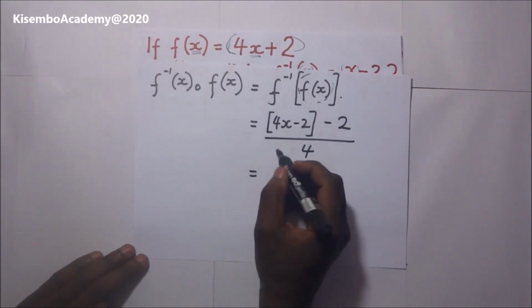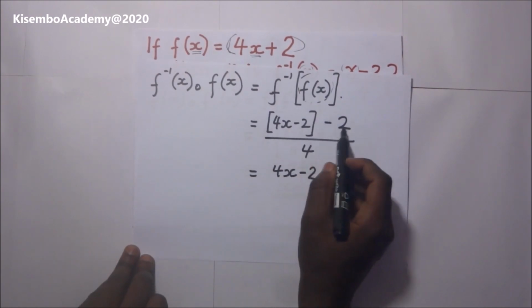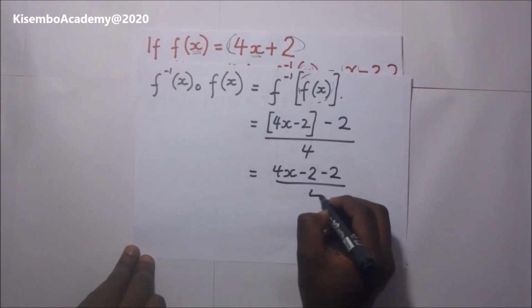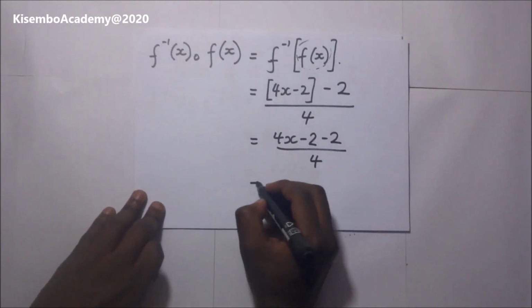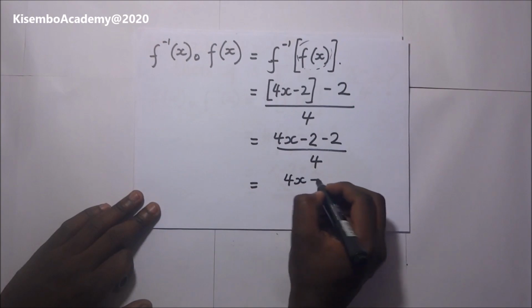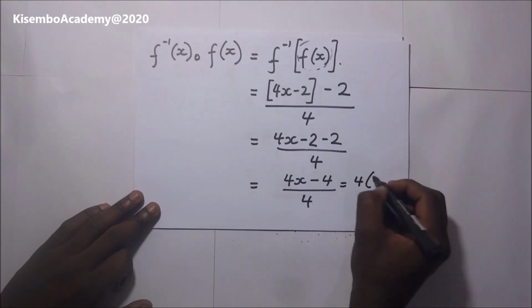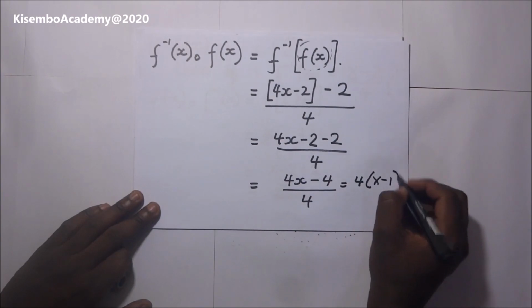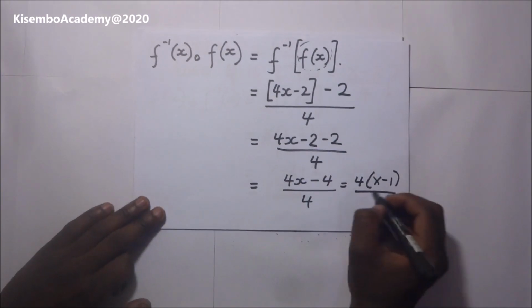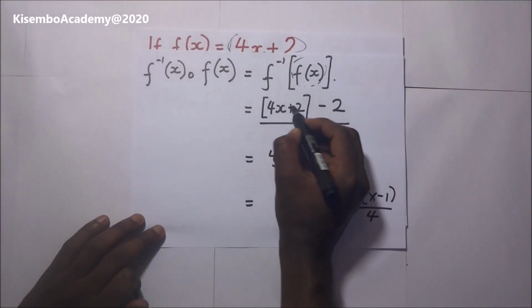So definitely this is going to become 4x plus 2 minus 2, divide that by 4. This is supposed to be 4x plus 2 minus 2.